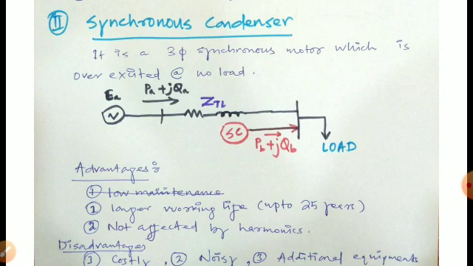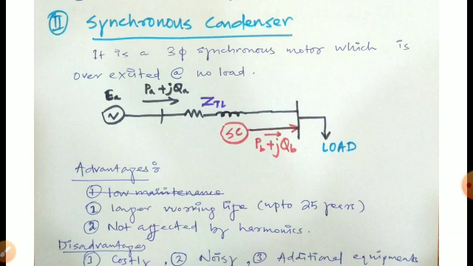In the figure here, EA is the supply terminal voltage, PA and QA are the active and reactive power respectively at the sending end, ZTL is the impedance of transmission line, and at the receiving end load is connected, and SC denotes the synchronous condenser.